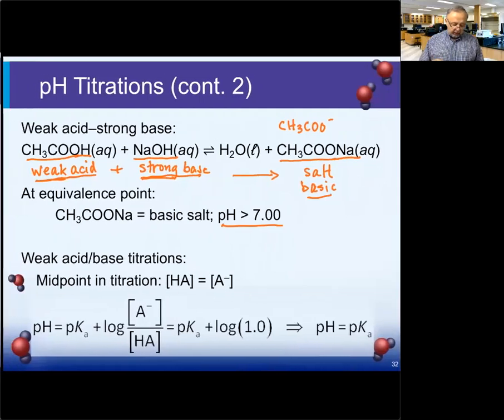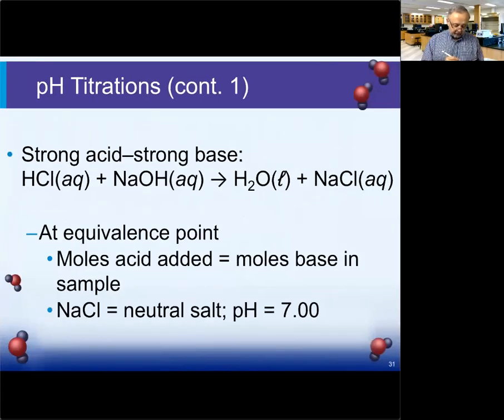On the other hand, when we have a strong acid and a strong base, then we can expect neither one prevails and the salt is going to be neutral. And in that case, we expect the pH to be exactly 7.